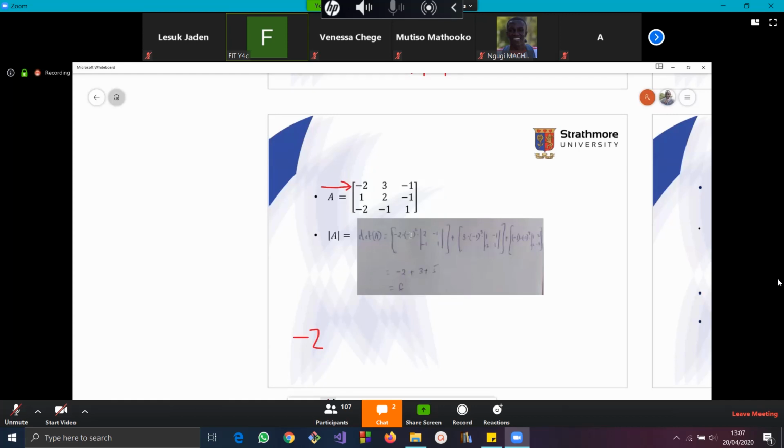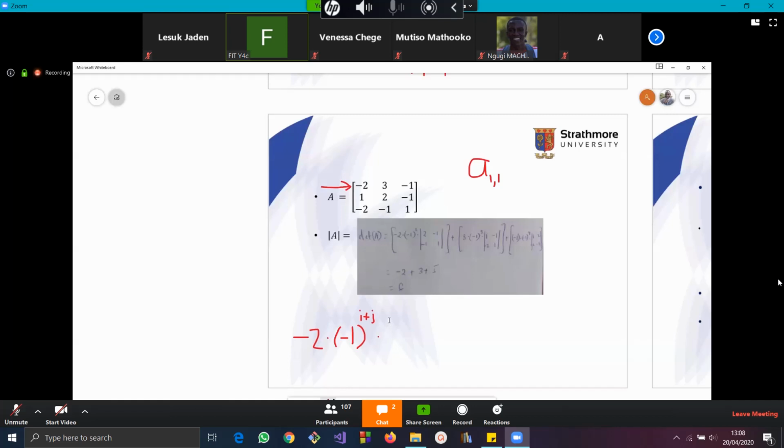But for us to be able to take note of the signs, we are going to multiply -2 by -1 raised to power i plus j. What is i plus j? This first element is in the first row and first column, so this is i and j. So it will be -2 multiplied by -1 squared. That's why you see me squaring here, multiplied by the submatrix.